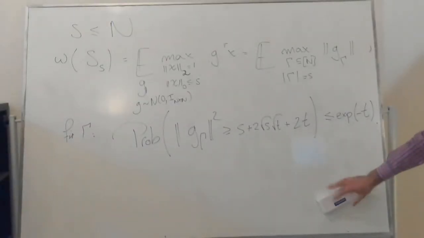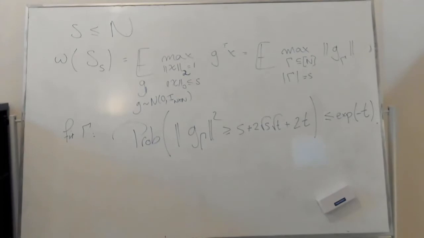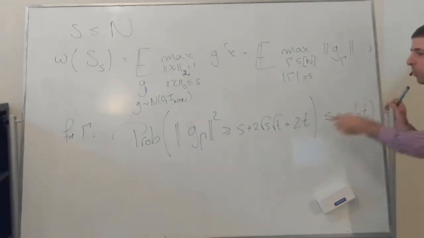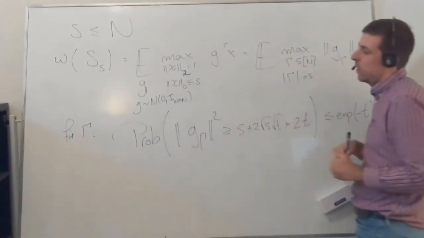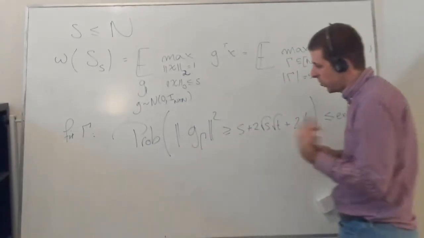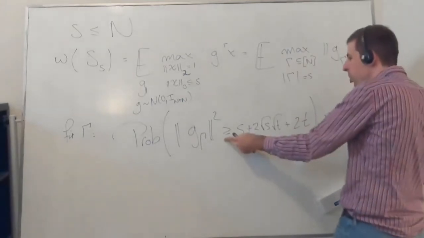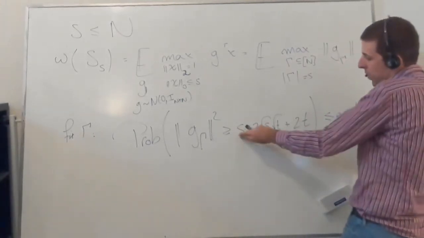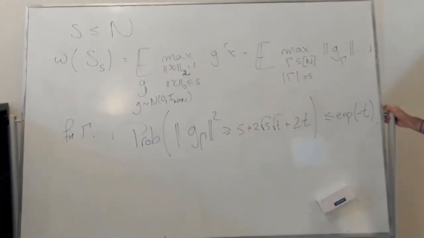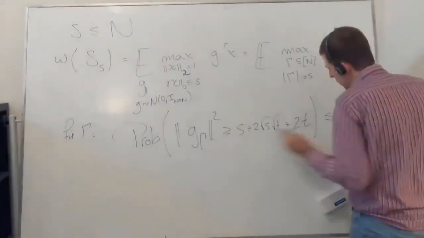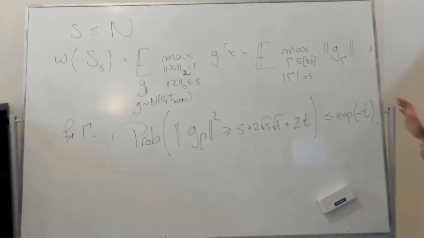Okay, so as I was saying, just using the bound for chi-square, for the tails of chi-square distributions that we saw earlier in the class, we have the probability, right? This is just a chi-square distribution, where we just sum S standard Gaussians squared. And we know its expectation is of course S, because the square of a standard Gaussian has expectation 1. And there's a bound on the tails given by this.